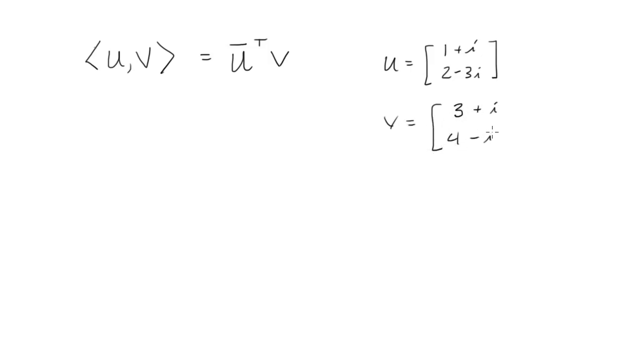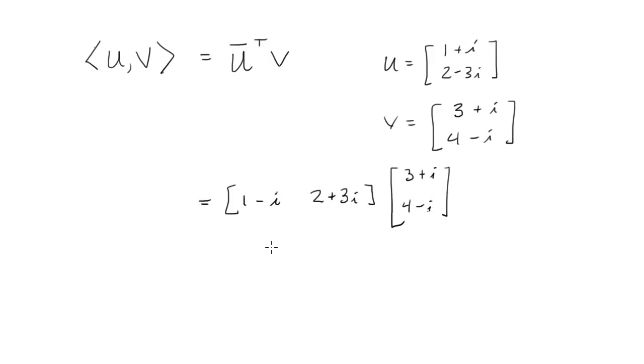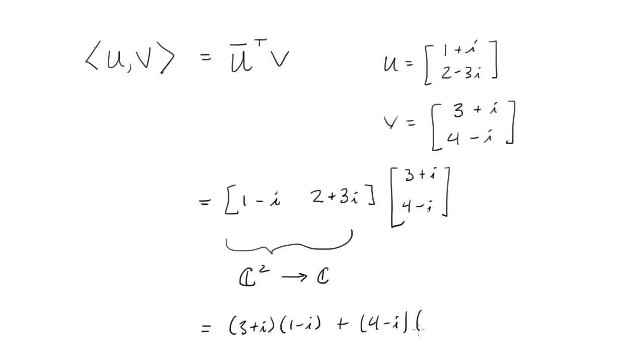So given two complex vectors, U conjugate transpose applied to V. U conjugate transpose is a transformation going from C2 to C. So 3 plus I times the first column, 4 minus I times the second column, and I get a complex number.